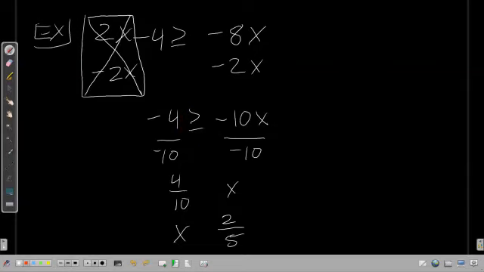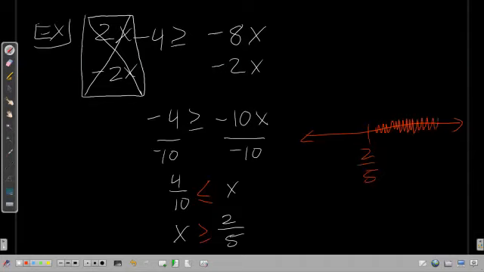So here it was a greater than or equal. Now it's a less than or equal. And so the pointy side points towards the number, and it says x is bigger than or equal to 2/5. So there's my number line, there's 2/5, and x is bigger than or equal to 2/5, so it's these numbers, and I have to include the 2/5, so my solution set is from 2/5 off to infinity.